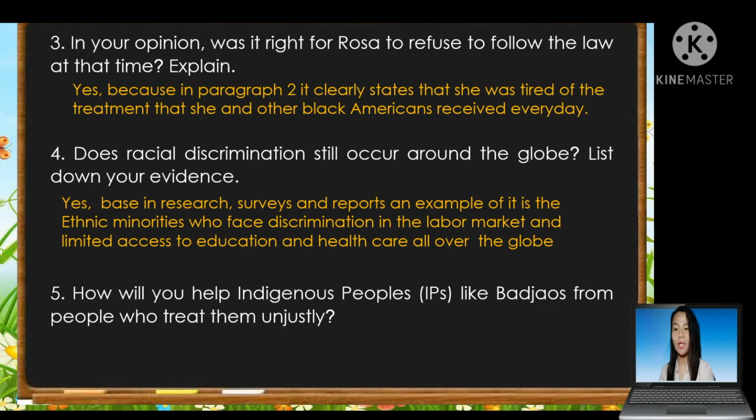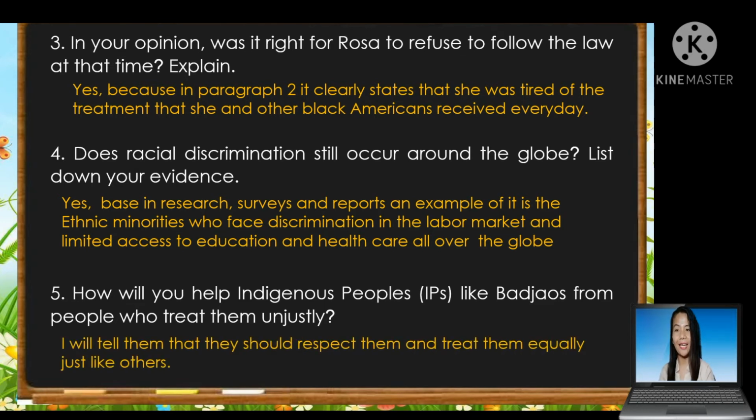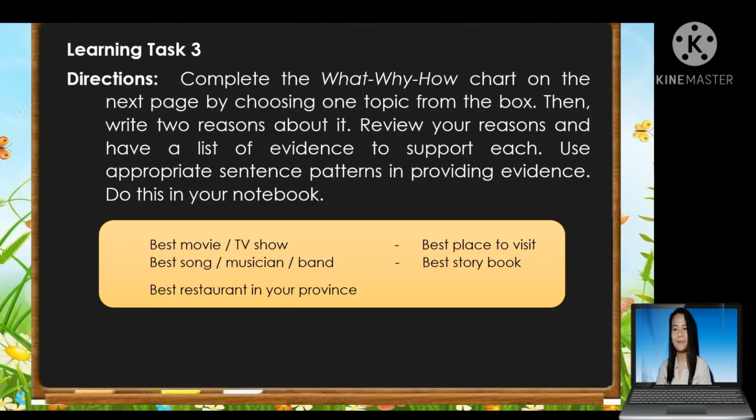Question number 5. How will you help indigenous people like Bajaus from people who treat them unjustly? So what is your opinion about question number 5? That's great, okay? I will tell them that they should respect them and treat them equally just like others. So we have to avoid racial discrimination because we are all human and we are living in the same country. That's right. Let's now proceed with learning task number 3.